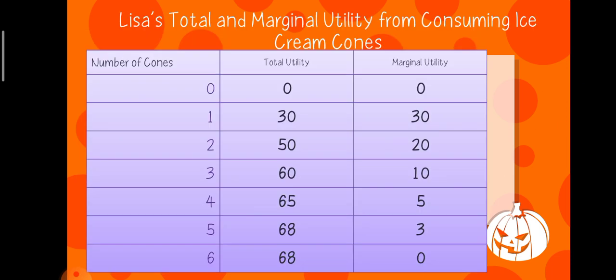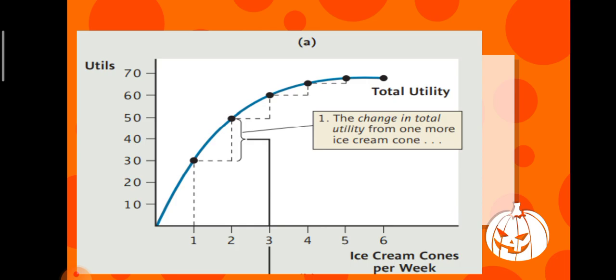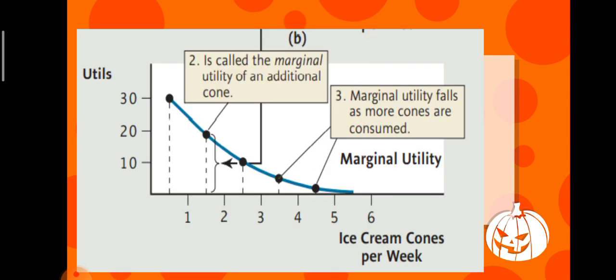Going back to the tabulated total and marginal utility. From 30, when she adds an additional cone, the utility goes down to 20, because she is already satisfied even at one cone, though not yet fully satisfied. So she adds 20, and then another cone, and only 10 more satisfaction is gained, until it goes to 5, then 3, and at 6 cones, Lisa no longer feels any satisfaction because she is already fully satisfied.